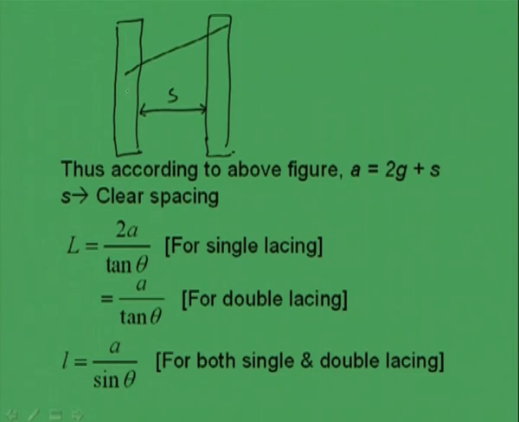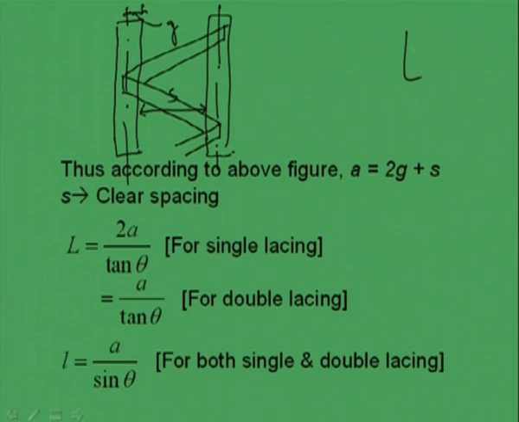Now, if lacing is given like this, then the member has some gauge distance, and this gauge distance can be found from the handbook SP6. From this we can find out gauge G, which is given in the handbook. Say for a particular channel section used as a main component, we know the gauge distance, what is the CG, all these things we can find out. This is called gauge distance.